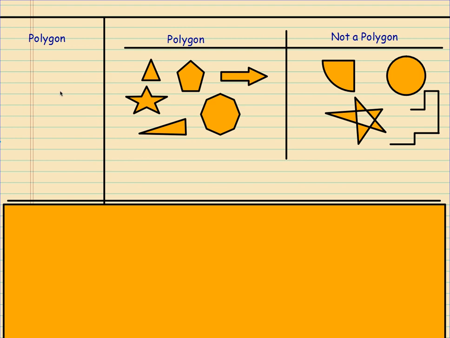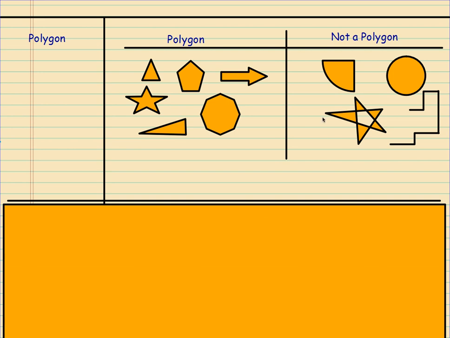But first, let's look at polygons. Here I separated some shapes into what's polygons and shapes that are not polygons. So take a minute, think to yourself, and pause here. Think to yourself, what might be considered a polygon and what might not be considered a polygon? Well, polygons, you might have noticed that first of all, they have to be closed shapes. Now, closed meaning that they can't be open like this shape over here. There's a gap in this shape, so that's not a polygon.